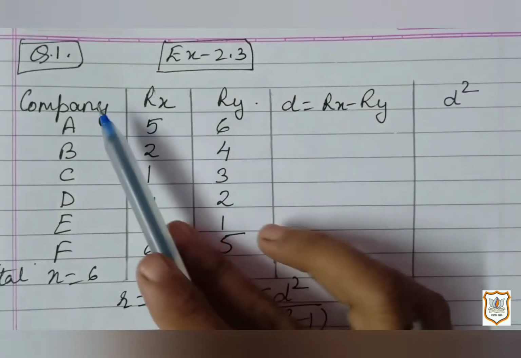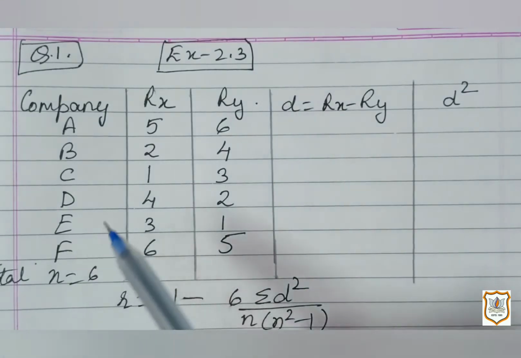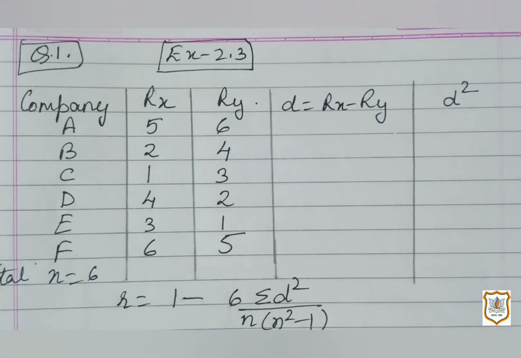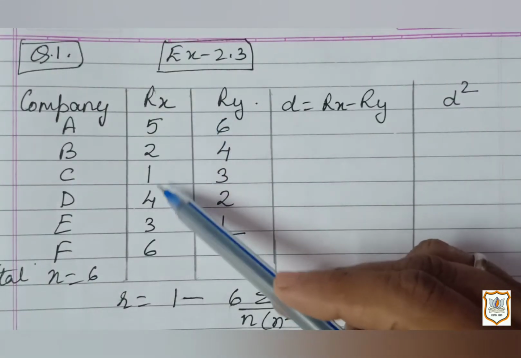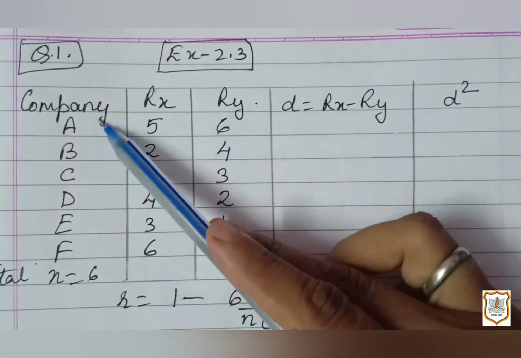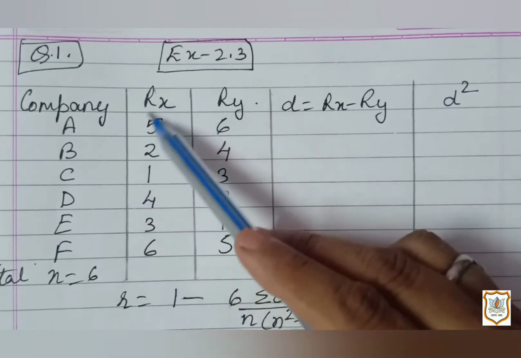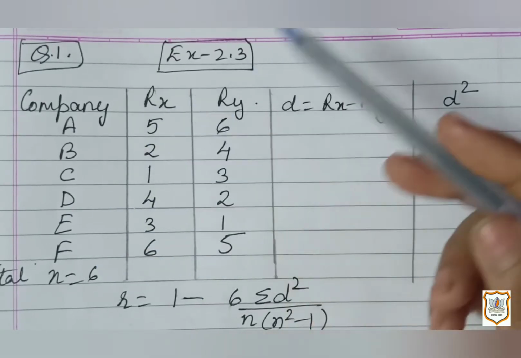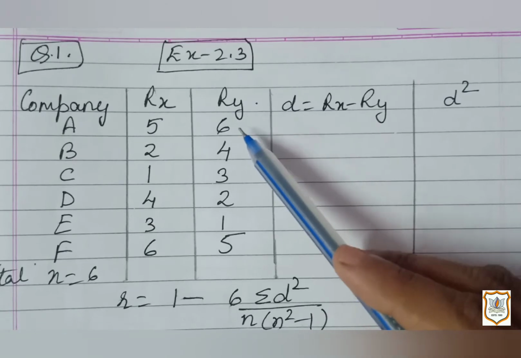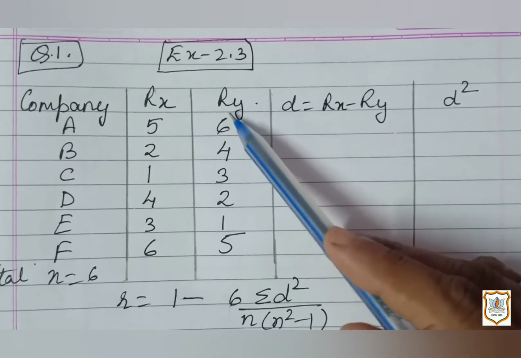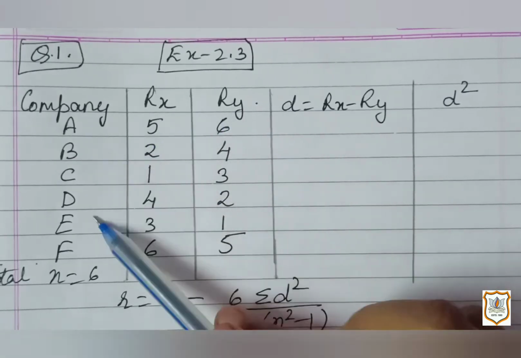Now let us do question number 1 of exercise 2.3. Here we are supposed to find the rank correlation coefficient between the two evaluations given by the two analysts. Analyst 1 has given the ranks 5, 2, 1, 4, 3, 6 to the companies A, B, C, D, E, F, which we are taking as Rx, and the ranks given by the second analyst are Ry.